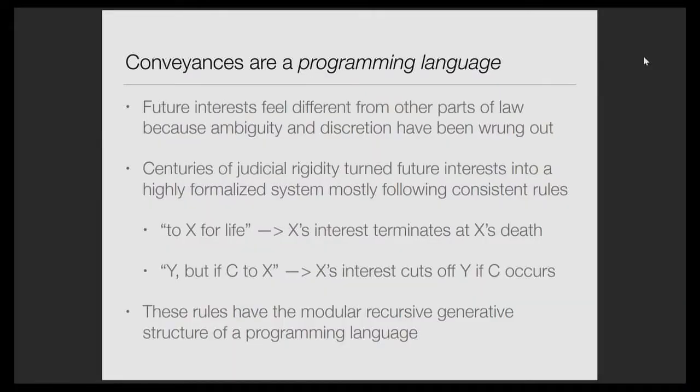And so it follows very consistent rules that certain kinds of language create certain kinds of legal relationships. So if I use the phrase "to X for life" in the instrument giving somebody an interest in property, where X is that person's name, that creates the thing called a life estate. And that life estate has the characteristic that their interest will end as of their death. If I do some conveyancing, and I use some language Y, and then I stick on at the end, "but if this event happens to X," then that creates an interest in X which will cut off the interests I just described in Y if that event ever happens.